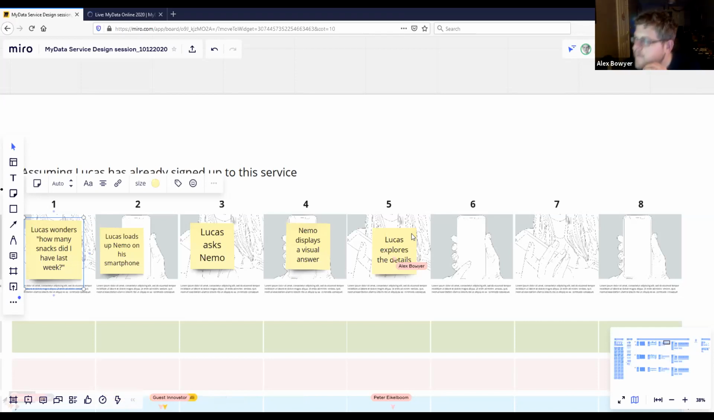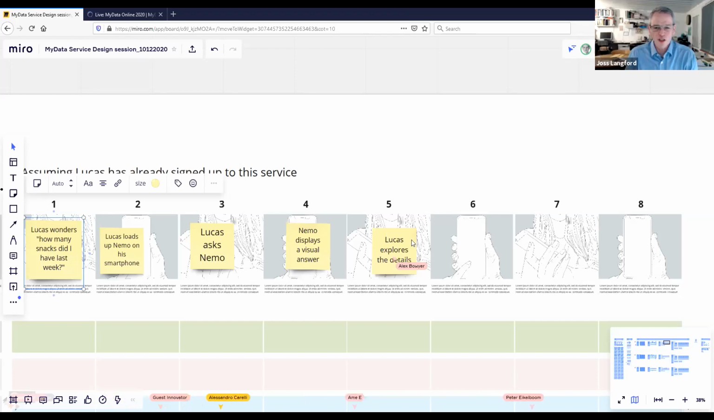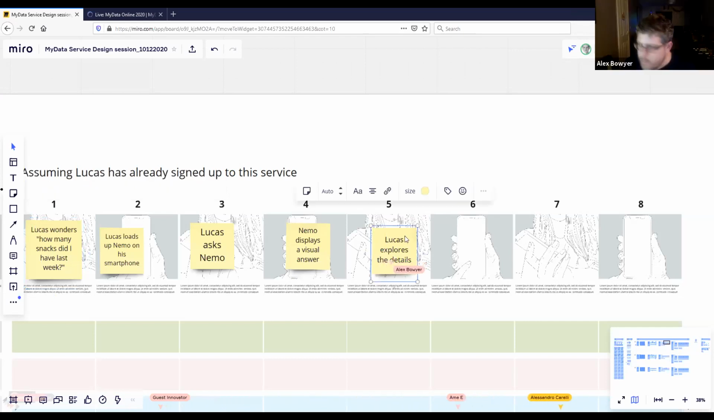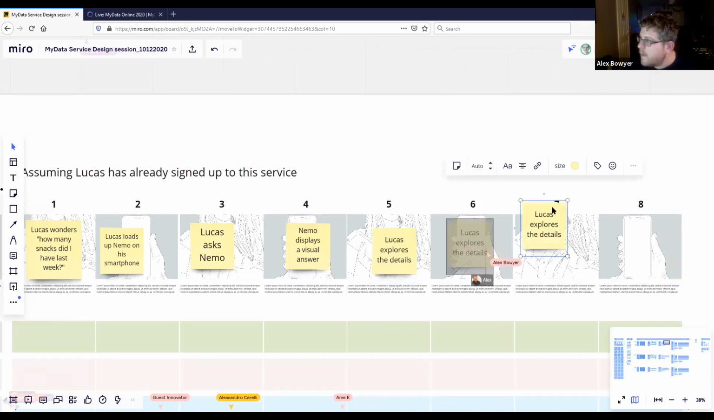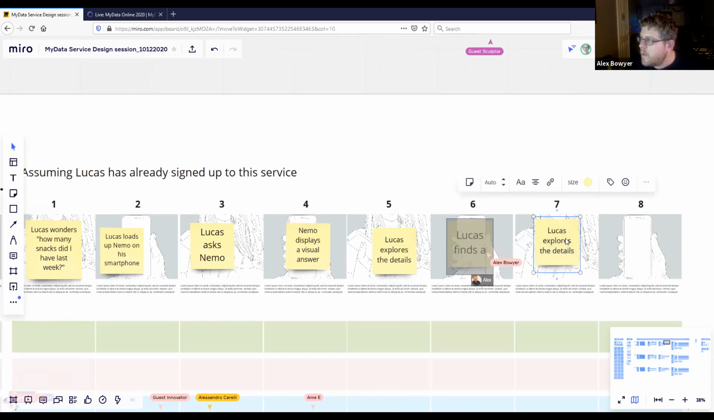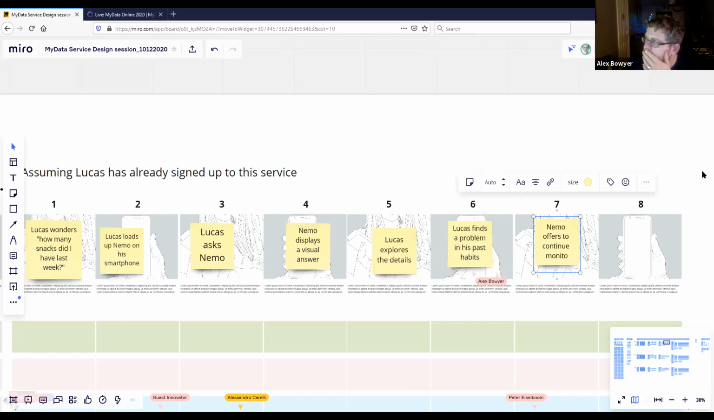Okay. So specifically, what's Lucas going to do in this little journey here once he's explored the detail? He's got to have a moment of discovery, hasn't he? So he finds a problem in his past habits or whatever. Okay.